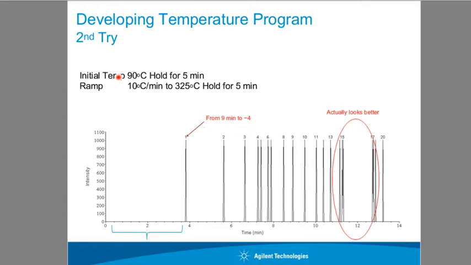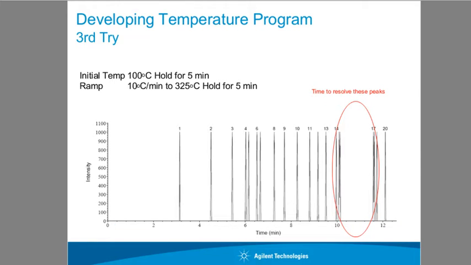So if we do that, basically all we've done is change our initial oven temperature. 90 degrees, we're holding it for 5 minutes. Again, the same ramp, going at 10 degrees a minute to 325 and holding for 5 minutes. We've shaved off 5 minutes of our front, which is good. That saved us time. And in doing so, it's actually helped improve the resolution of these compounds. They're still not perfect, but they're improved upon.